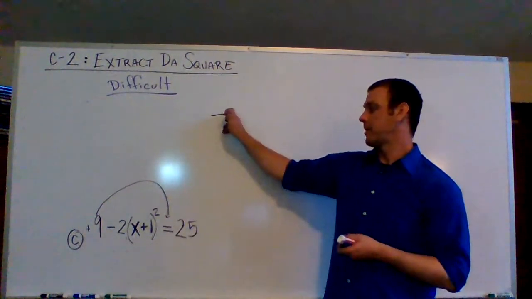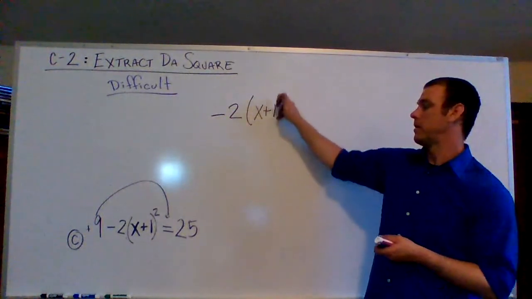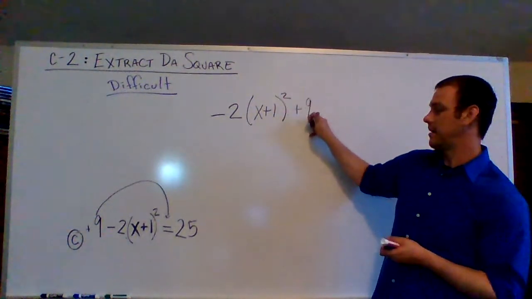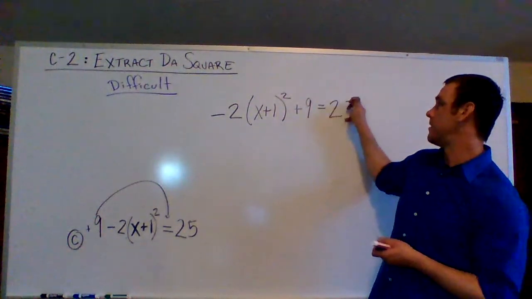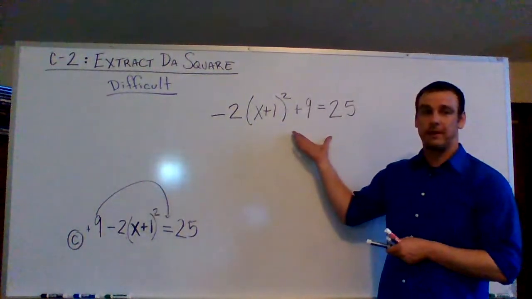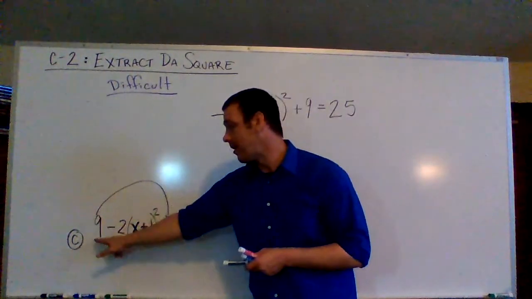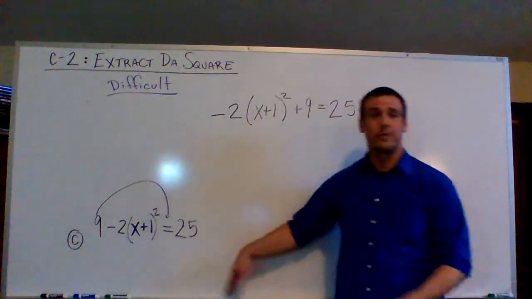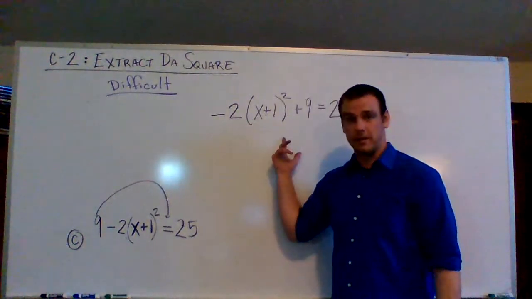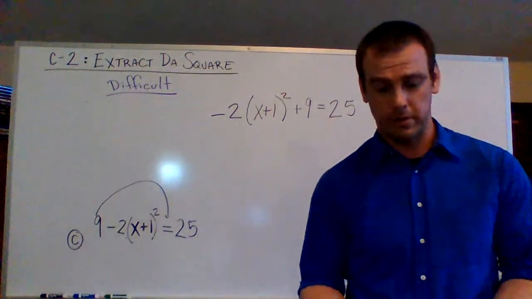This is really the same thing as -2 times x plus 1 all squared plus 9 equals 25. Okay? You don't have to do this step. You could just subtract 9. If you see this 9 out here, like, oh yeah, I just got to subtract 9 on both sides. If you see that, go for it. If not, maybe you want to rewrite this. As I said, these are 3 more difficult problems.